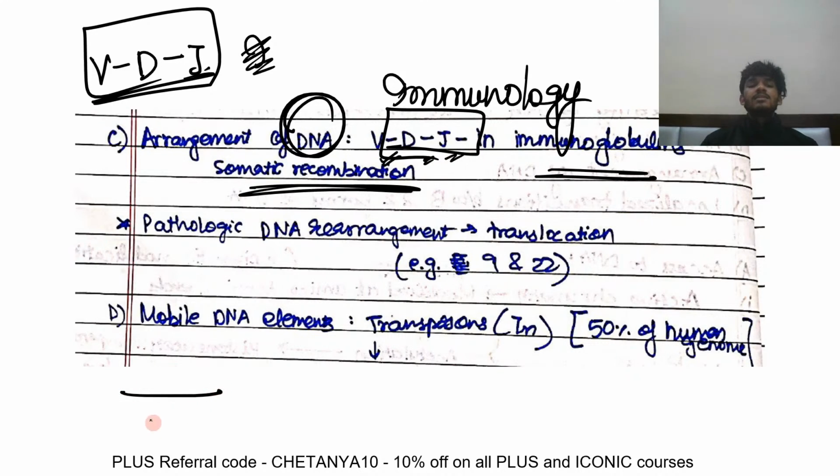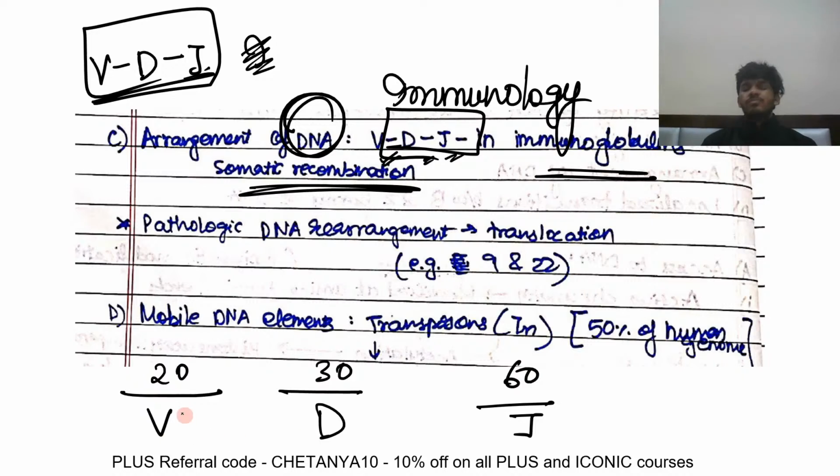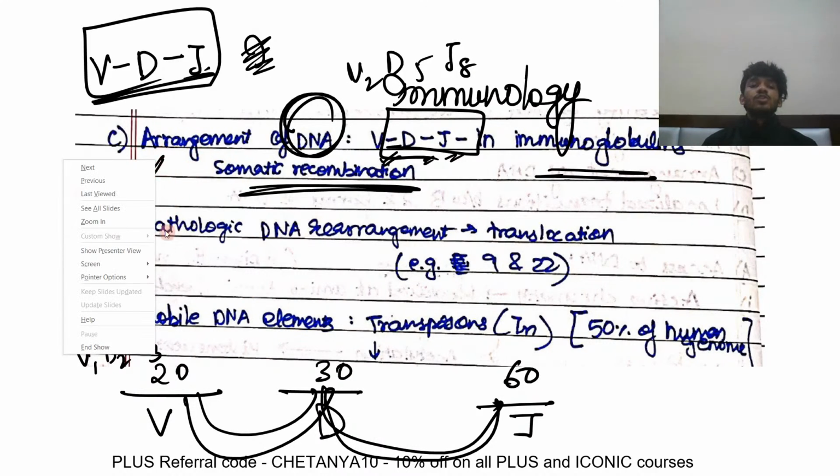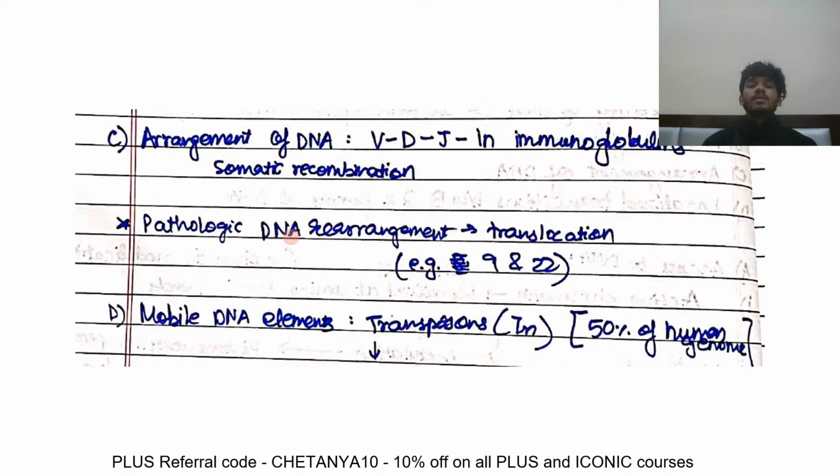To give you a hint, there are certain types of V chains, certain types of D chains, and certain types of J chains. Let's say there are 20 of these, 30 of these, and 60 of these, just for an example. So there can be any number of combinations possible between these three. For example, V1, D2, J3 or V2, D5, J8. So you can form multiple combinations. Arrangement of DNA will also determine what kind of protein is formed, and that is known as somatic recombination.